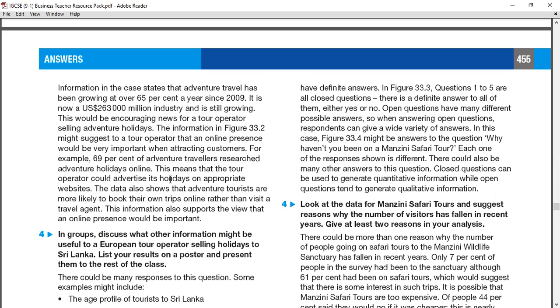This is how you explain. Give the application point and then you have to elaborate that sentence. 69% of adventure travelers research online. This means that the tour operator could advertise its holidays on an appropriate website. The data also shows that adventure tourists are more likely to book their own trips online rather than visit a travel agent. That's how we have to develop an answer by looking at that information. And this information also supports the view that an online presence would be important.